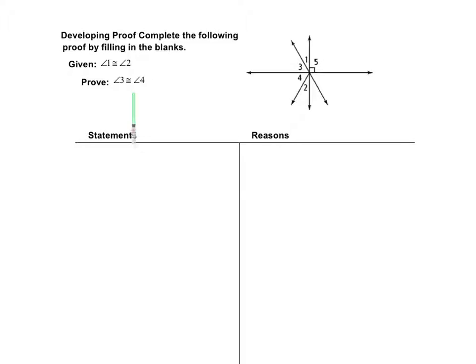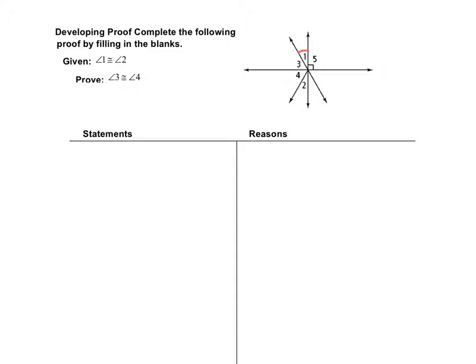Now, this one I want to prove. I'm given that angle 1 is congruent to angle 2. Let's mark that information right here because it's going to be easier later on. Angle 1 is congruent to angle 2, right? And we're going to start with that information. So angle 1 is congruent to angle 2, and the reason for that is that the information is given.